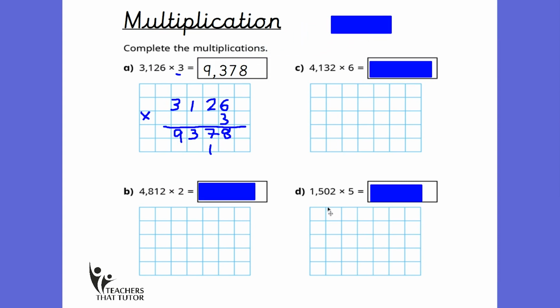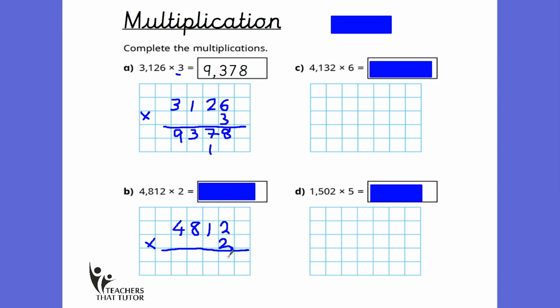So we'll do one more and then I'll give you a chance to do the others yourself. Let's do B then. So once again, writing down the 4-digit number, 4, 8, trying to keep the numbers in the squares, 1, 2, and we're multiplying by 2. So the 2 goes there underneath the ones. We draw a line, multiplication sign.